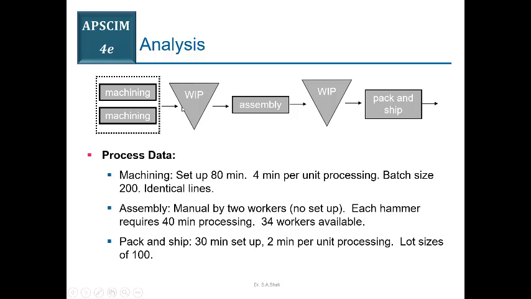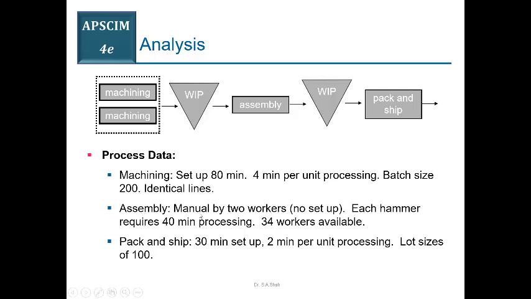So 4 minute means that after each 4 minute you will be getting two parts, meaning two hammerheads out of this particular station. Suppose the batch size is 200 units and we have identical lines. Identical lines means two identical machines installed in parallel, and simultaneously they will produce the workpieces. The next step is the assembly.